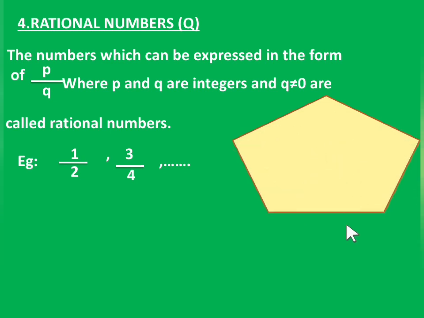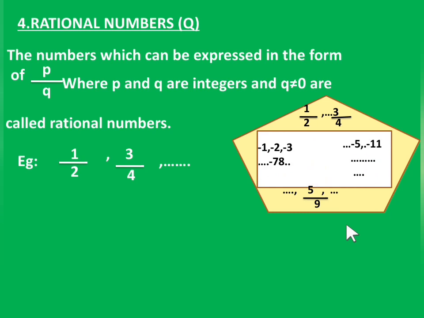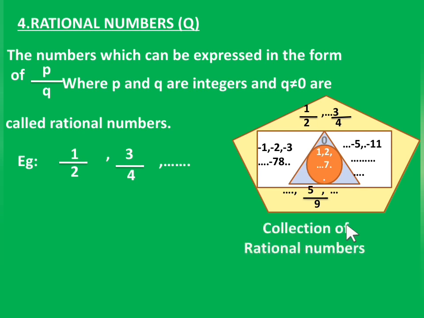So here you see in the pentagon the collection of rational numbers, and in the rectangle the collection of integers, triangle with whole numbers and circle with natural numbers. So this is the set of rational numbers.